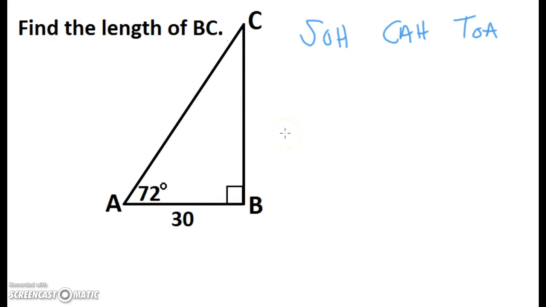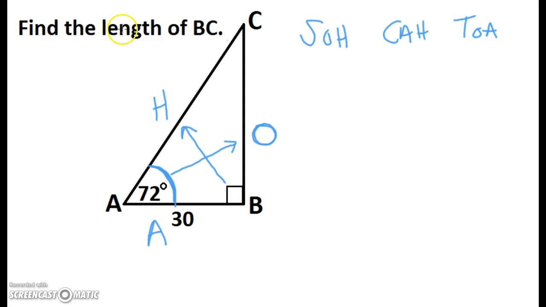So in this triangle, this side that's across from the right angle is always the hypotenuse, so I'm going to put an H on it for the hypotenuse. This is the angle that they gave me, this 72 degrees. So this side that is opposite from the angle is O. And the side that's left over, the side that is attached to the angle, is adjacent, or A.